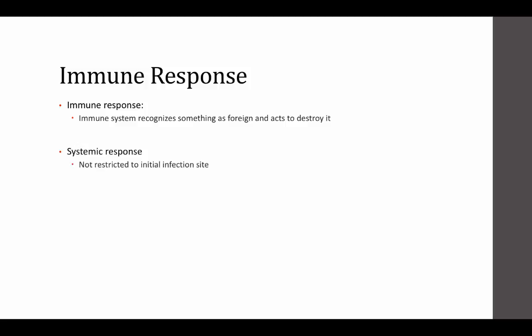Let's step aside and talk about the immune response of the body. Immune response refers to the ability of the immune system to recognize something that's foreign and act to destroy it. So you don't want foreign pathogens proliferating in your body. You want to be able to get rid of them, and that's what the immune response does. It's a systemic response, so it acts throughout the body. It's not localized to one particular spot. Its goal is to protect us from bacterial infections, viral infections, bacterial toxins, and even cancer.